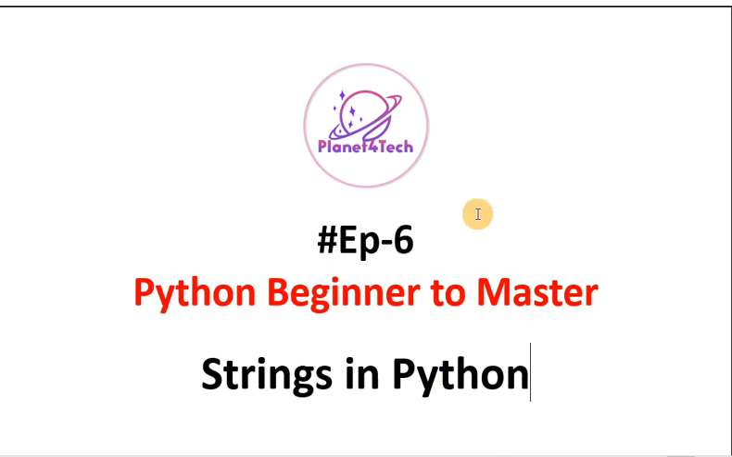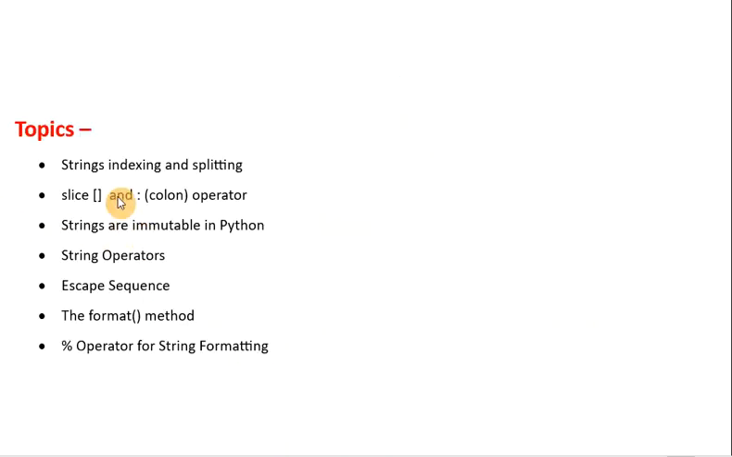So let's start. We have to see what strings are and a few features of a string that are frequently asked in interviews as well. Today we are going to discuss these topics: string indexing and splitting, the slice operator, the colon operator, and strings are immutable. Why is it called immutable in Python? And string operators, escape sequences, the format method, and the percentage operator of string formatting. All these points we are going to discuss in this episode.